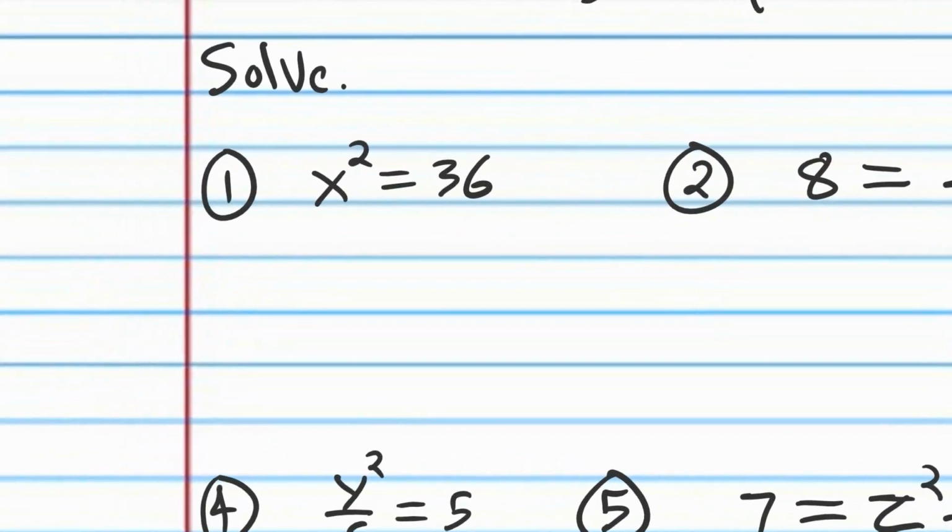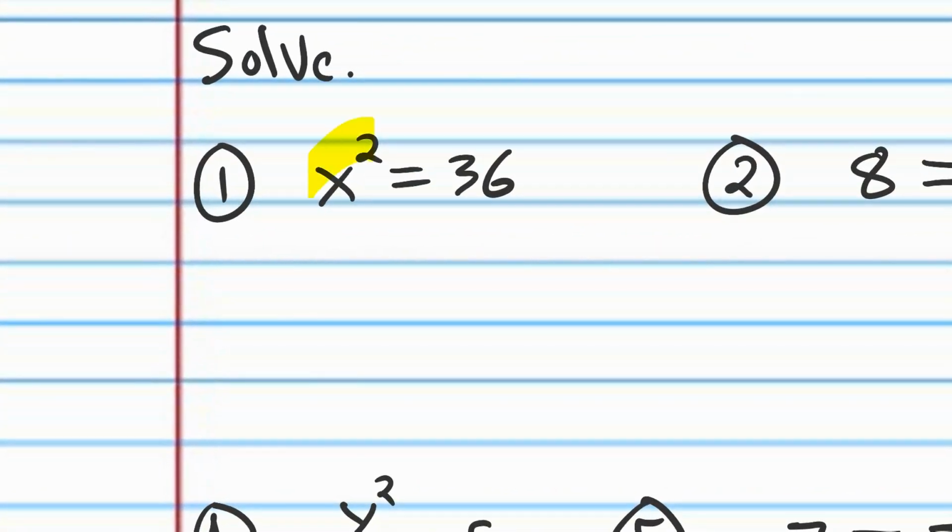So as you can see, we have an equation with a variable that's squared. And this equation is asking us to find x. X is a number, but we don't know what the number is. So we have to figure out what number x is.